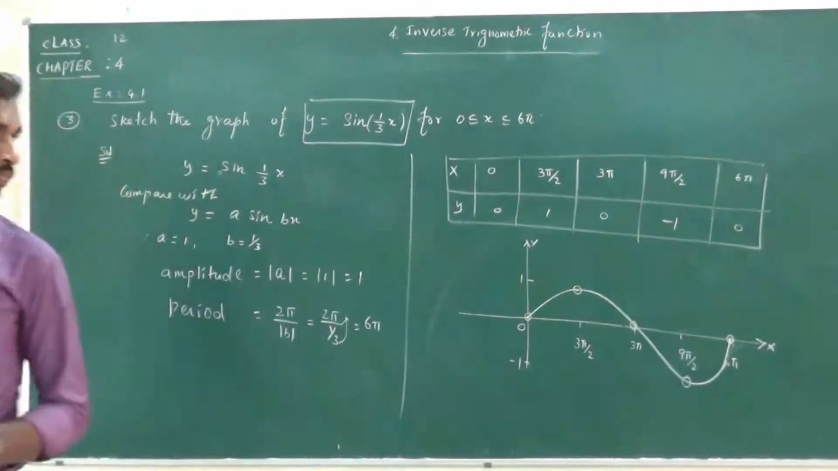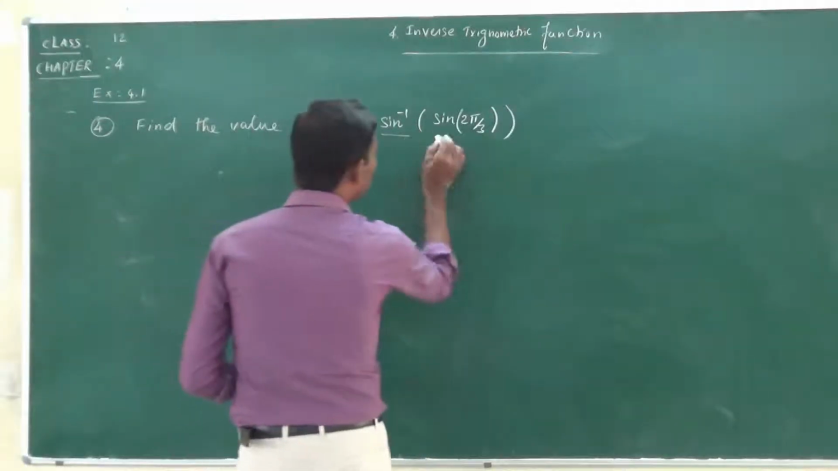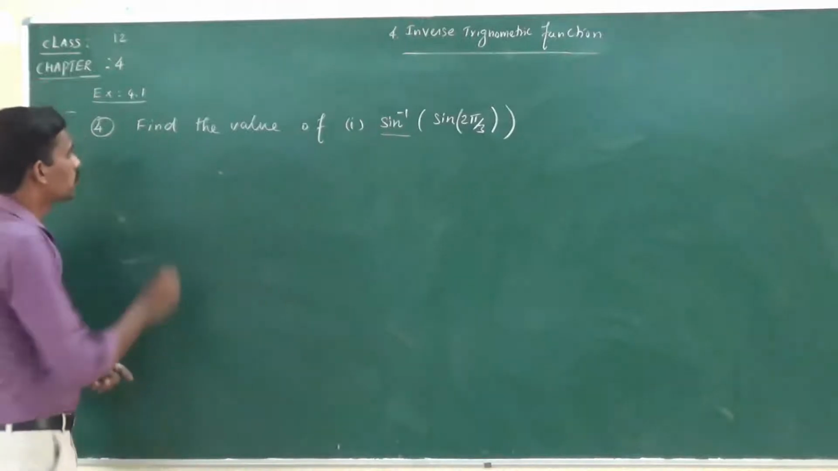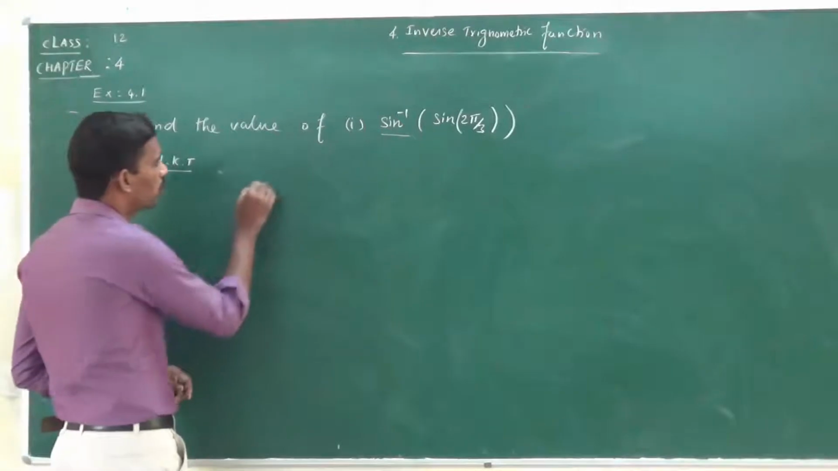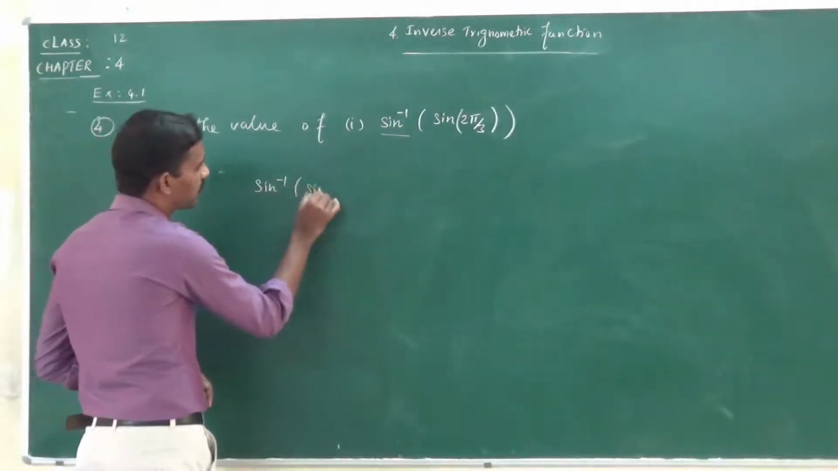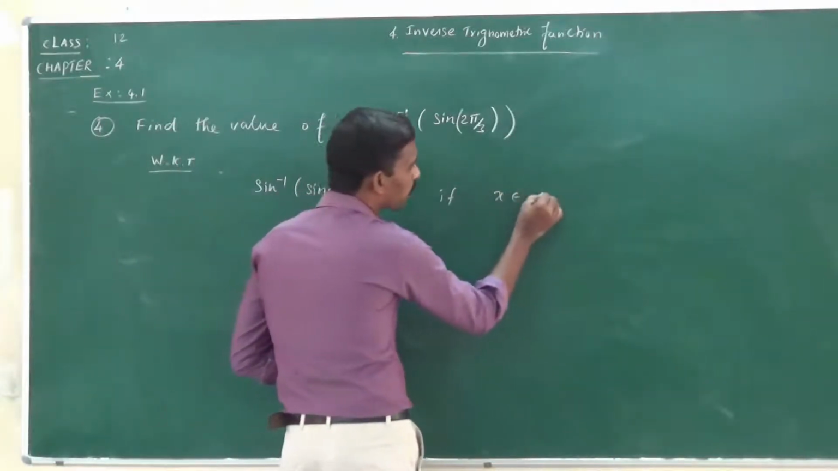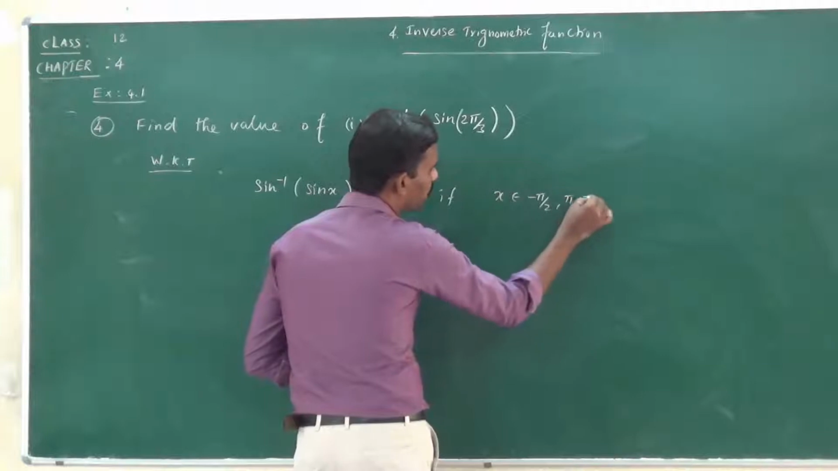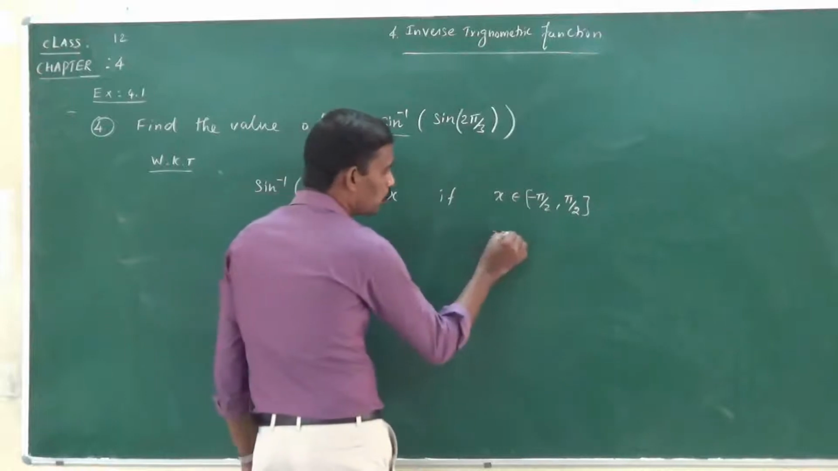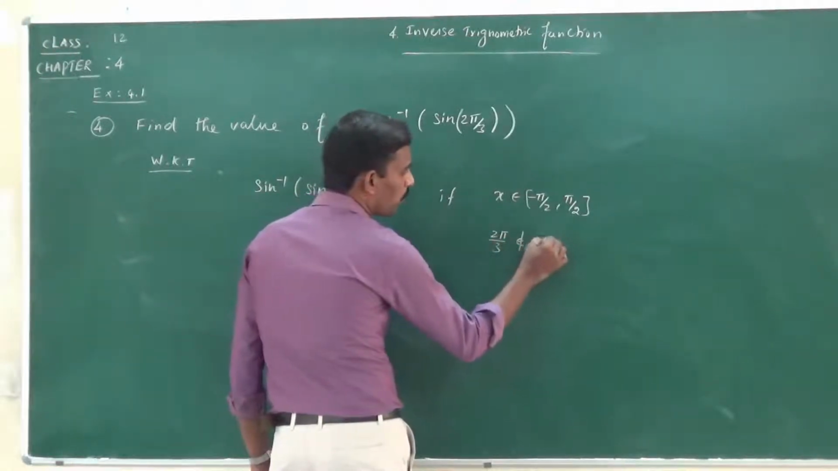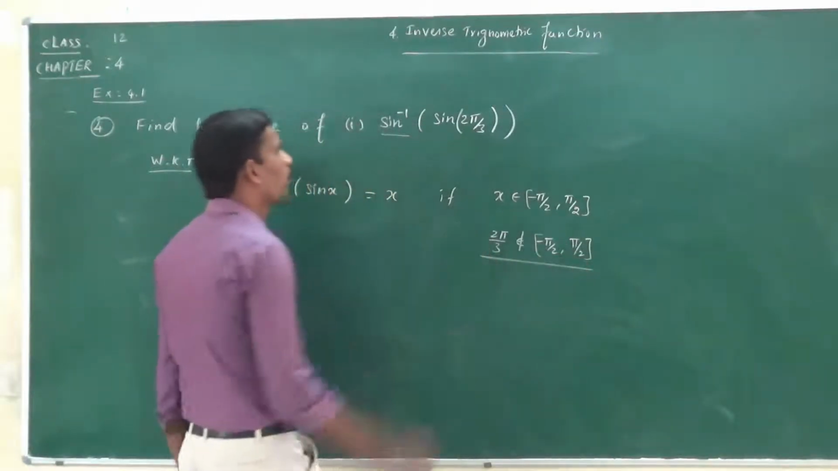Thank you. This is exercise 4.1, question number 4. Find the value of sin inverse of sin of 2 pi by 3. So, we know the formula in the properties of the sin inverse function: sin inverse of sin x is equal to x if x belongs to the interval minus pi by 2 to plus pi by 2. Here, 2 pi by 3 is given. 2 pi by 3 does not belong to the interval of minus pi by 2 to plus pi by 2.